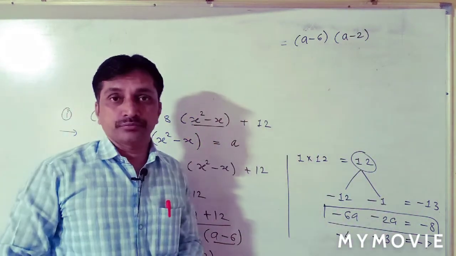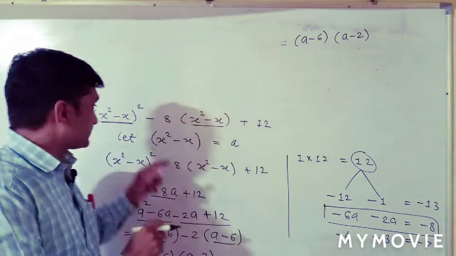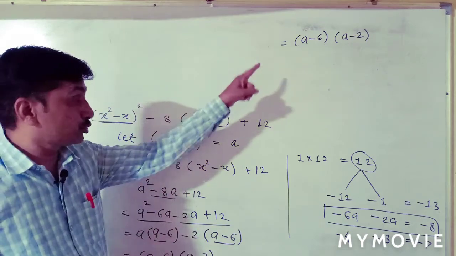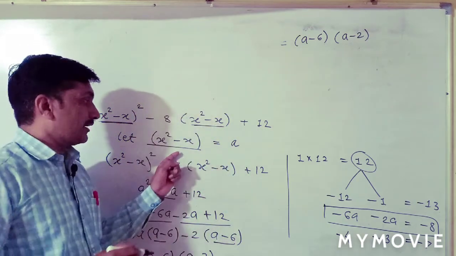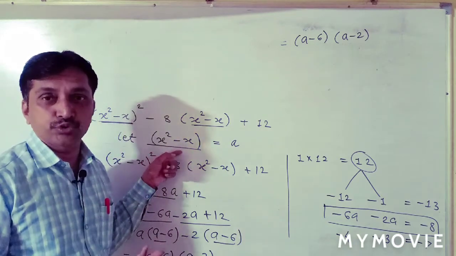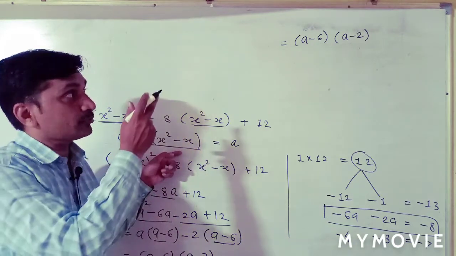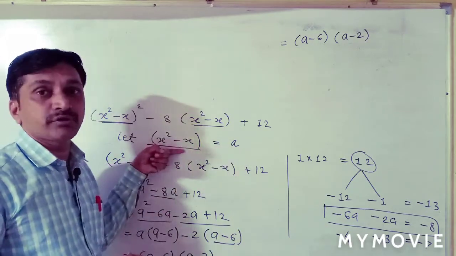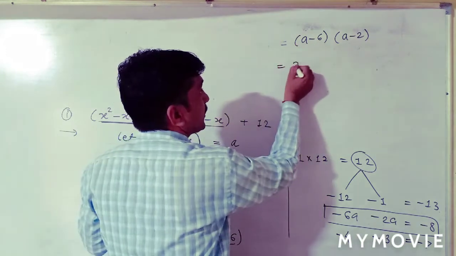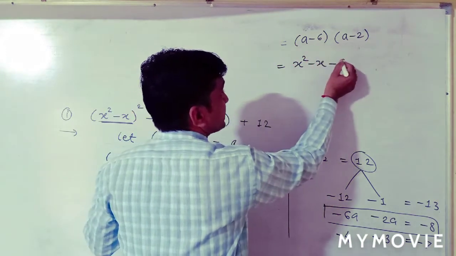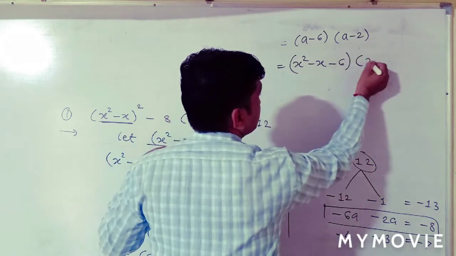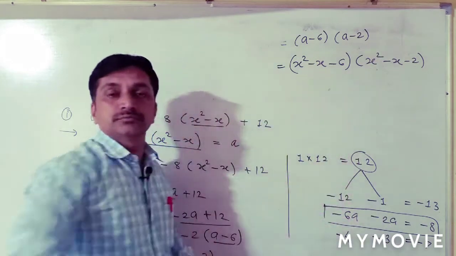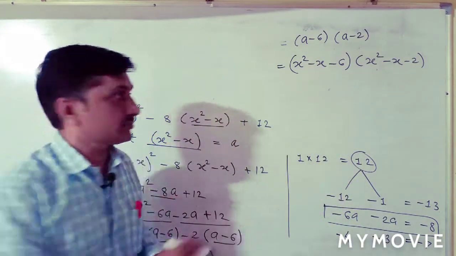But that is not our solution because the variable in the example is x. That's why we have to resubstitute. Resubstitute means we have to put the value of a again, x square minus x. That is called resubstitution. We want the answer in the form of x, not in a. Therefore, put a equal to x square minus x here: x square minus x and this minus 6 as it is. The second also the same, x square minus x minus 2. And again we have to solve both, and then we get the answer, that means the factors.